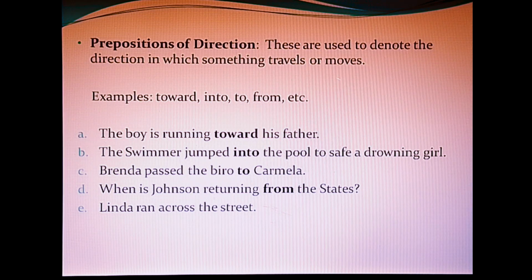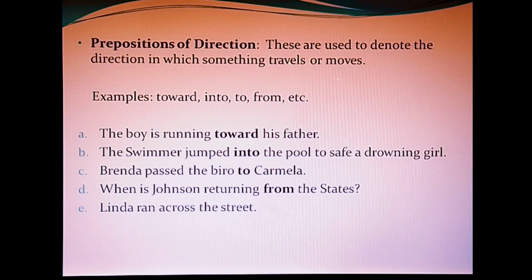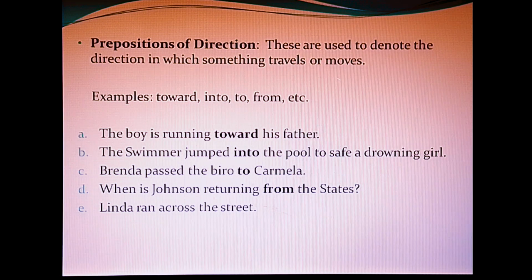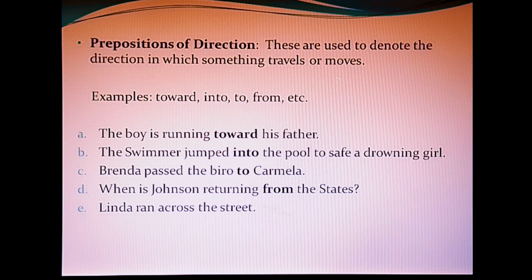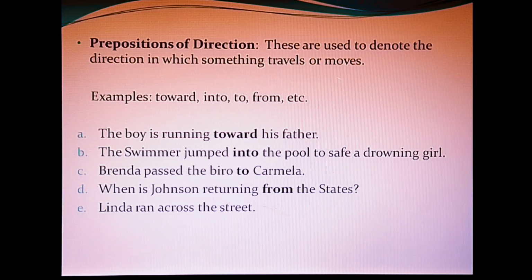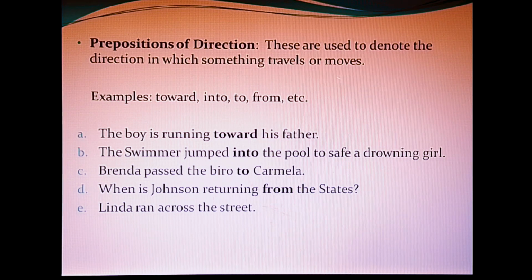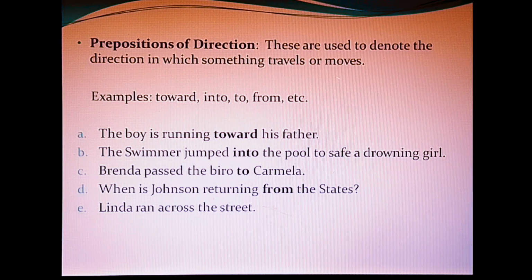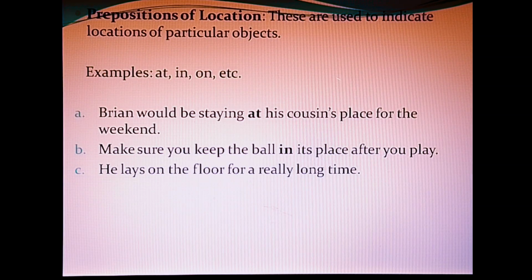And the last sentence says, Linda ran across the street. The word across is the preposition of direction here. It's showing you the direction of Linda's action, where Linda ran to. That is across the street. Now we go to the next type of prepositions, and that is prepositions of location.